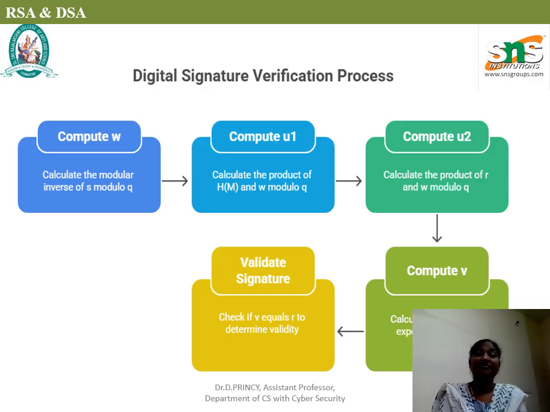Next, the signature verification process. Compute W. W is nothing but the modular inverse of S. Compute U1, that is the first intermediate value. The second intermediate value is U2. After that, we have to compute V. V is the verification value. Then we have to check whether V equals R. If both are equal, it determines the validity. If it differs, the signature is invalid.